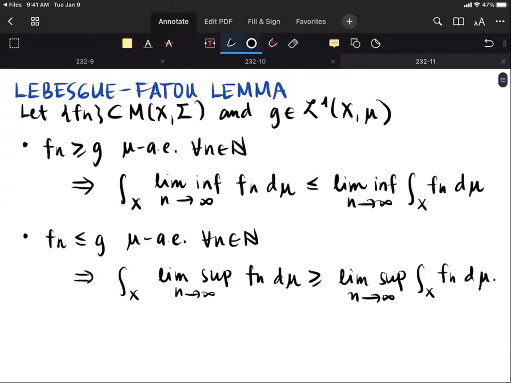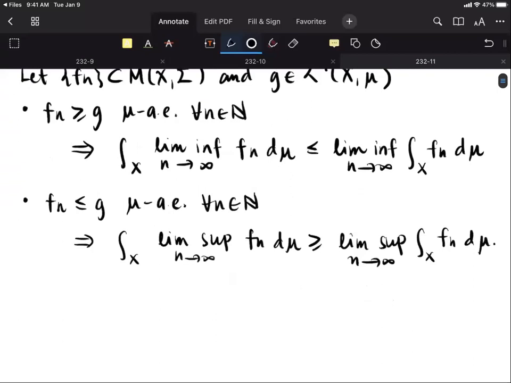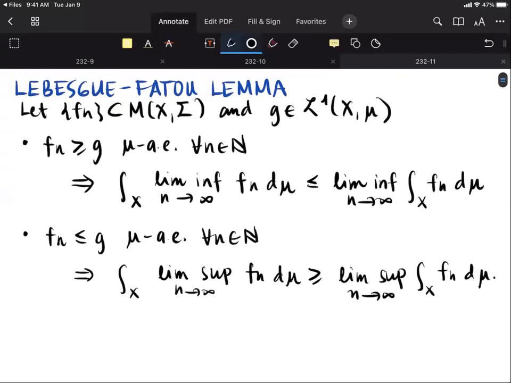Okay, so the first one is a generalization of Fatou's lemma, where you can take g to be the 0 function, which is obviously integrable, having integral 0. The second one is another version where instead of the limit inferior, you have the limit superior, but of course you need to reverse the inequality.